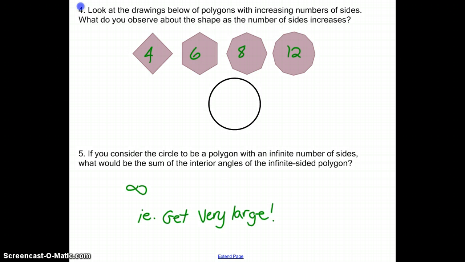And last but not least, you have an assignment, page 207, number 1 to 7.